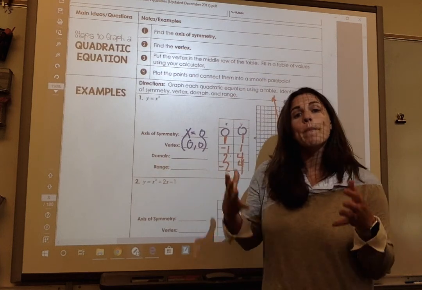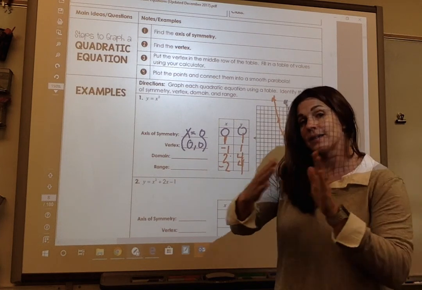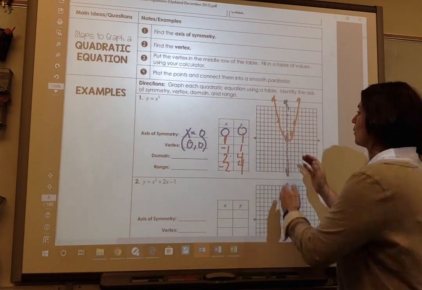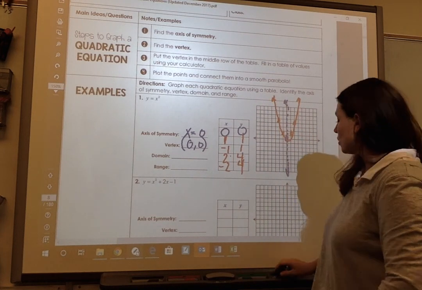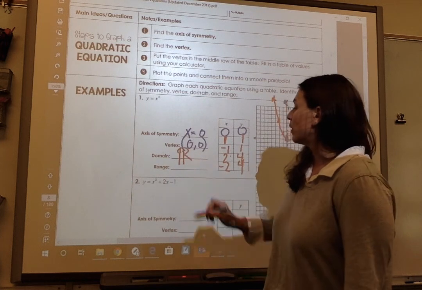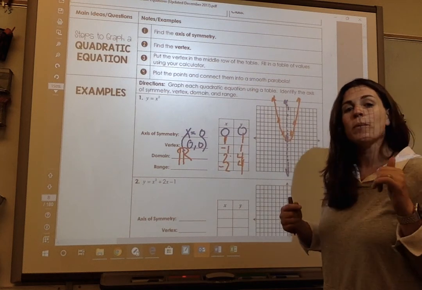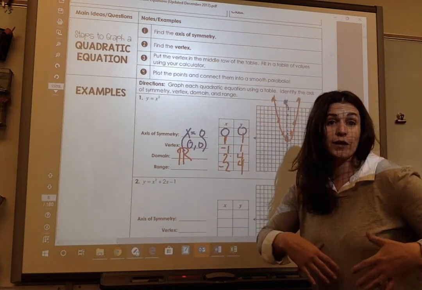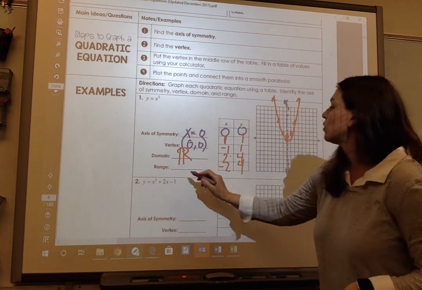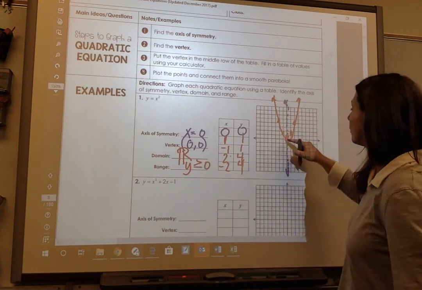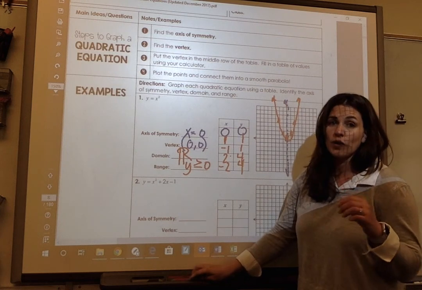What is the domain? Remember back from earlier in the year when we talked about domain, domain was all my x values. So it's going to go infinitely to the left and it's going to go infinitely to the right. So my domain is all real numbers because it goes infinite in both directions. Look at my range. Remember, range is how far up does it go or how far down does it go? Well, it starts at 0 and it goes all the way up. It's never going to go below. So y is greater than or equal to 0. 0 is a part of it and anything greater. So that is how you graph a quadratic equation.